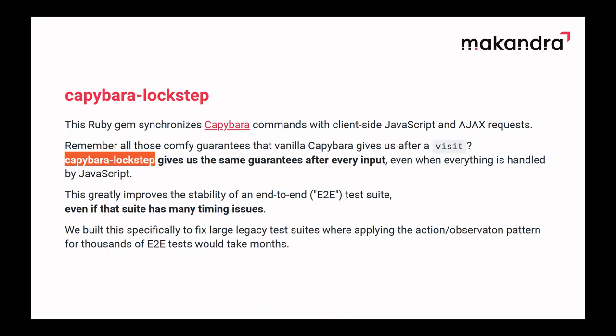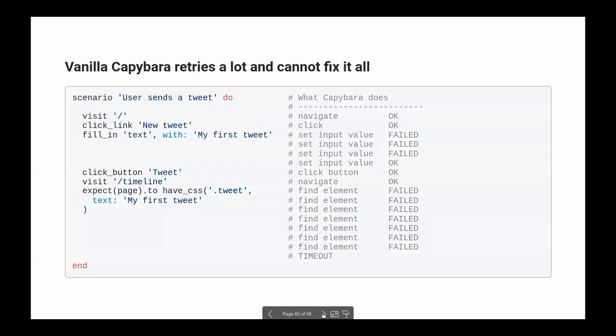And we built this gem specifically to fix large test suites of legacy applications where we could not go back and apply the action observation pattern to thousands of end-to-end tests. This would have taken months or years. So we needed some way to stabilize the test suite now without changing everything. And so we built this.